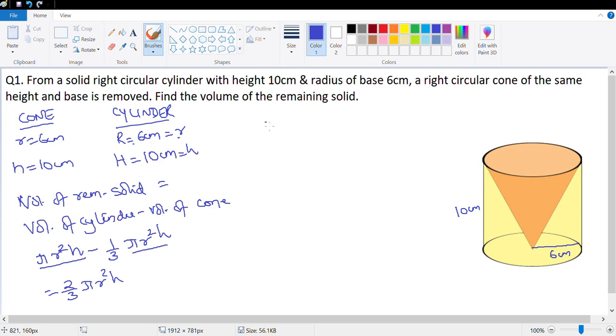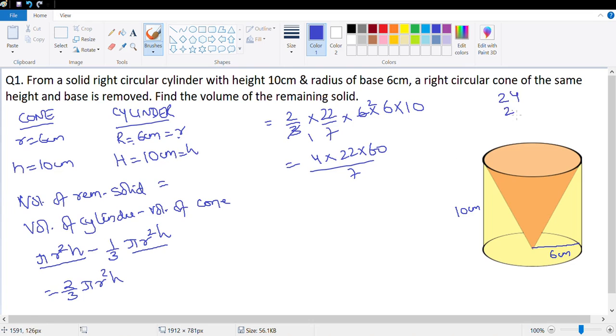So this is 2 by 3 into 22 upon 7 into r, which is 6 into 6, multiplied by height, that's 10. That's 3 into 1, 3 into 2. So that's 4 into 22 into 60 upon 7. That's 240 into 22. Let's multiply 240 into 22. That's 8, 4, 8, 4, 8, 4 plus 8, 12. That's 5 to 8. So this is 5280 upon 7 centimeter cube.